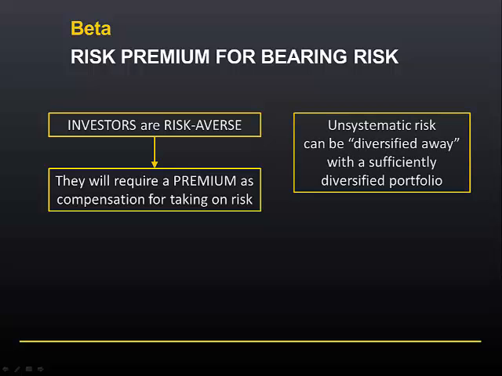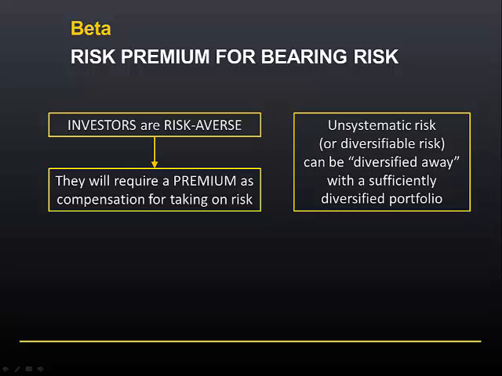But in the module on systematic and unsystematic risk, we saw that unsystematic risk can be diversified away if you have a sufficiently diversified portfolio. That's why unsystematic risk is also referred to as diversifiable risk.